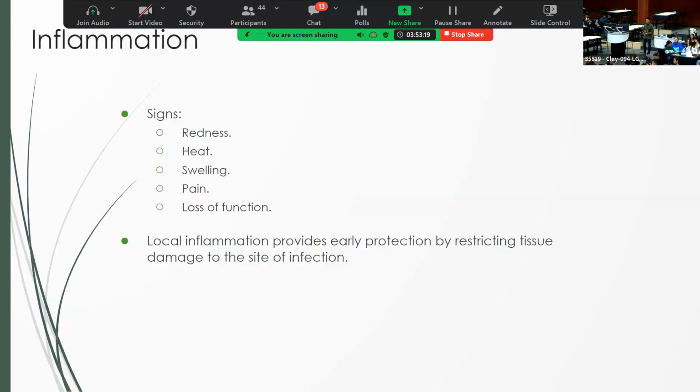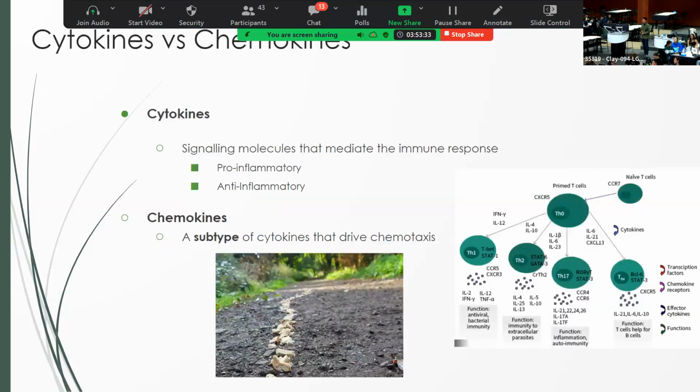So inflammation is legitimately very protective. I know it might seem like a bad thing, but it's your immune system acting really quickly to make sure you don't damage the tissue any further, and it restricts the tissue damage to where the infection is. It's only when there's chronic inflammation that it's really bad.